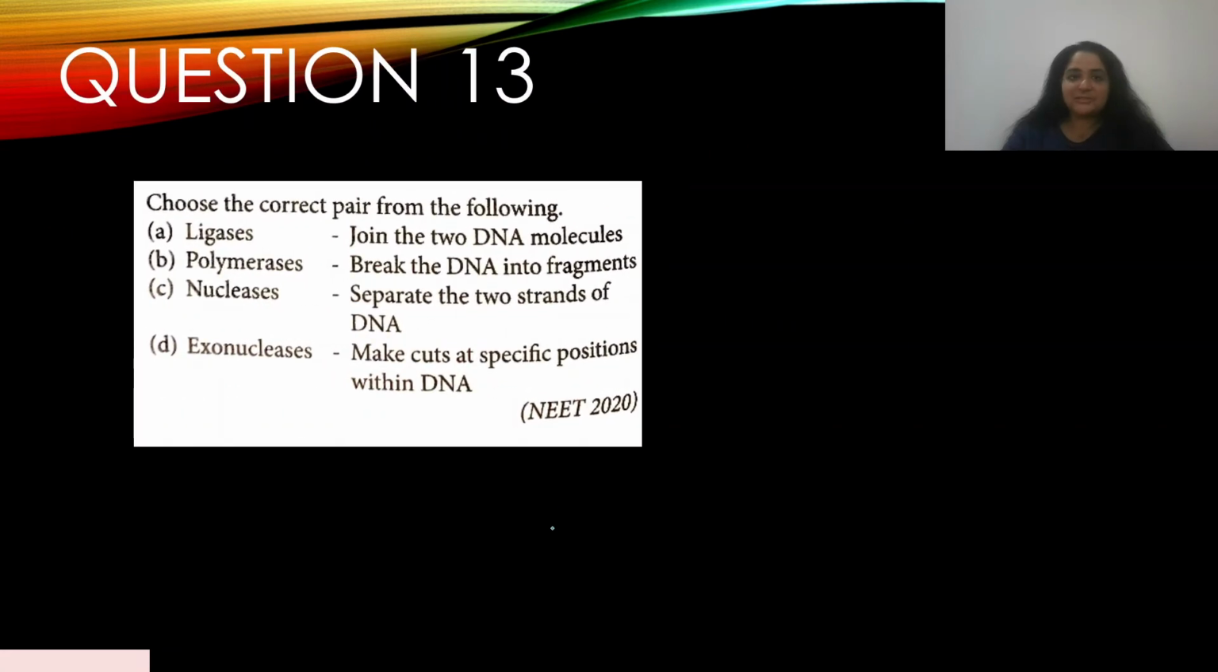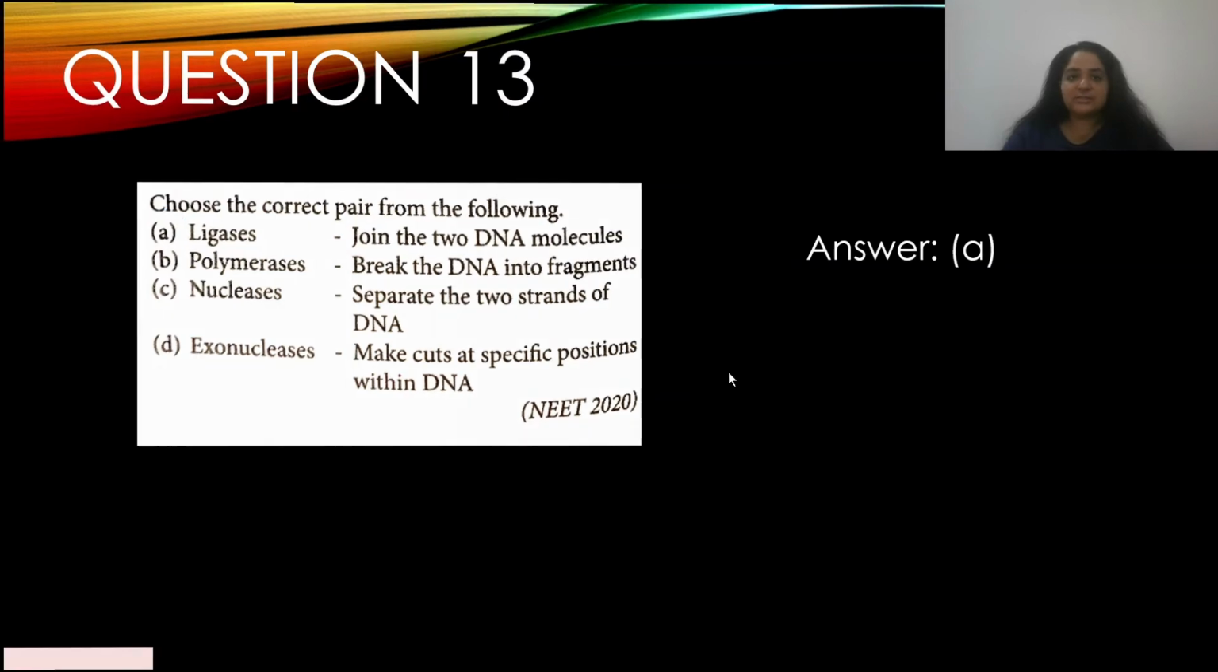Okay, so question number 13. Choose the correct pair from the following. So we are in NEET 2020. A, ligases join the two DNA molecules. B, polymerases break the DNA into fragments. C, nucleases separate the two strands of DNA. D, exonucleases make cuts at specific positions within DNA. So the correct pairing is A, ligases join the two DNA molecules. The others are not true. Answer is A.